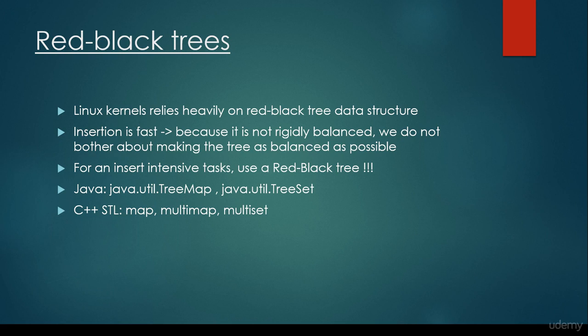For example, in Java we have java.util.TreeMap and java.util.TreeSet that use red-black trees at the low level. Or for example, in the C++ standard library we have map, multimap and multiset, and these data structures are implemented with the help of red-black trees.